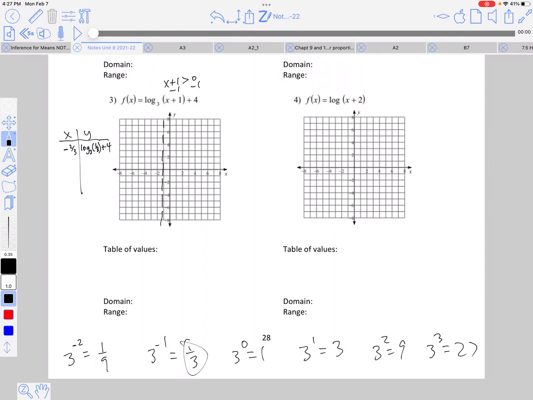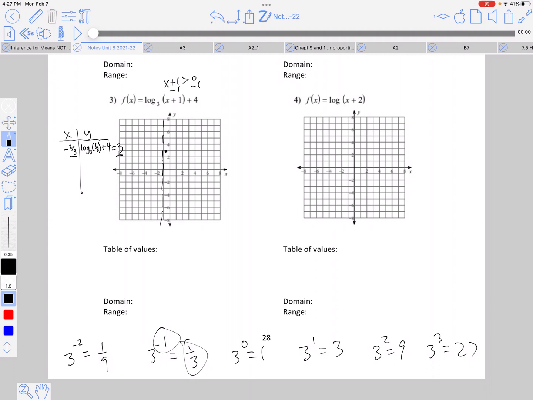So how does 3 become 1/3? Well, if the exponent is -1. So we have -1 plus 4, which is 3. All right, so input, output. I'm going to guess where -2/3 would be, a little bit past half, and then I'm going to go up to 3.